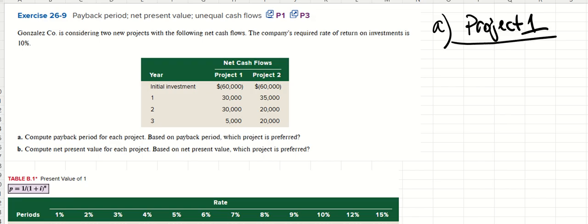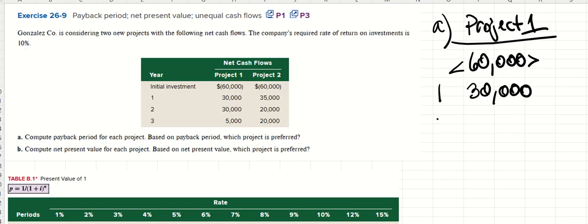Okay, so project 1 starts off with an initial investment of $60,000. And so we see for year 1, the company's projecting that they're going to generate cash of $30,000. Okay, and then for year 2, another $30,000. Now, this is not taking into consideration the time value of money. This is simply taking the net annual cash flows and applying them to the cost of the investment.